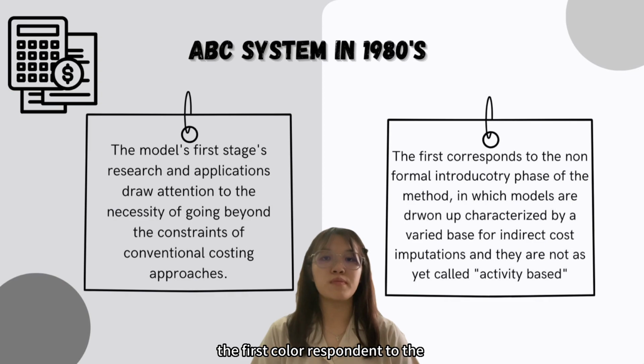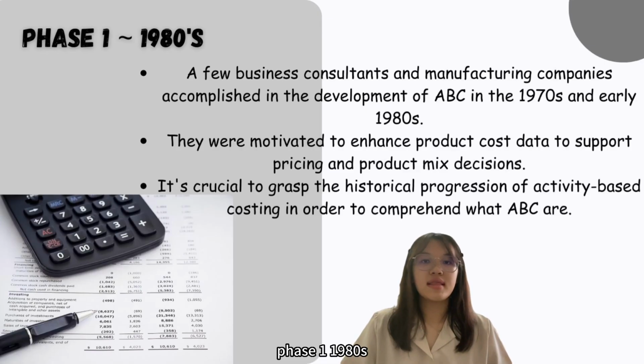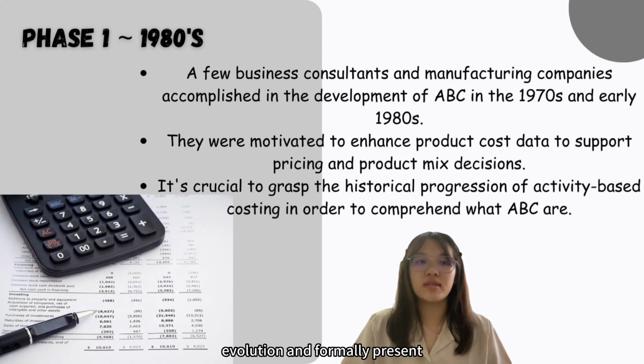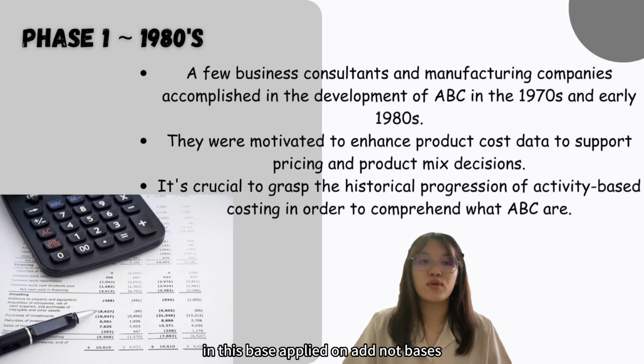The first corresponded to the non-formal introduction phase of the method, in which models are drawn up characterized by a varied base for indirect cost imputation, and they are not as yet called activity-based. Phase 1, 1980s. Activity-based costing evolution is formally present in theoretical studies, and its application in this phase was applied on an ad hoc basis without reference to a definite system structure.